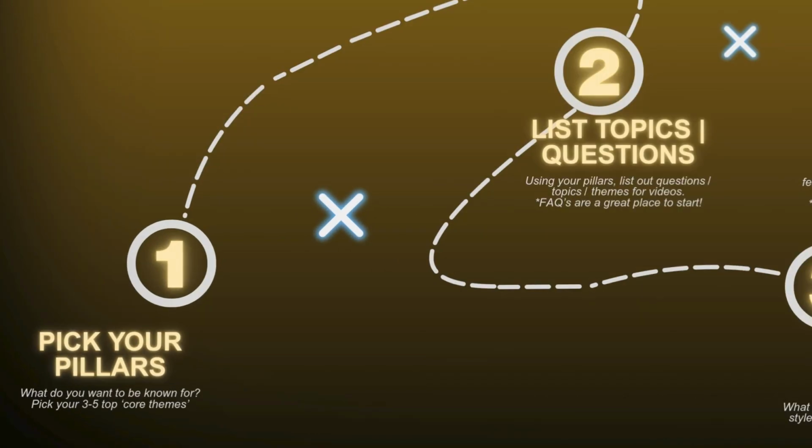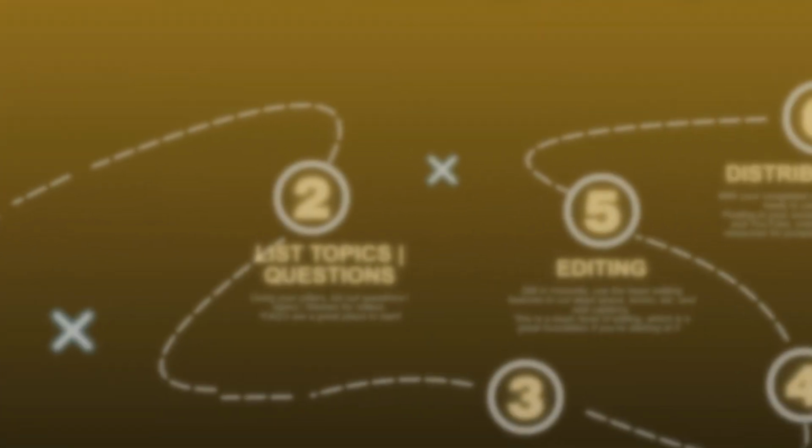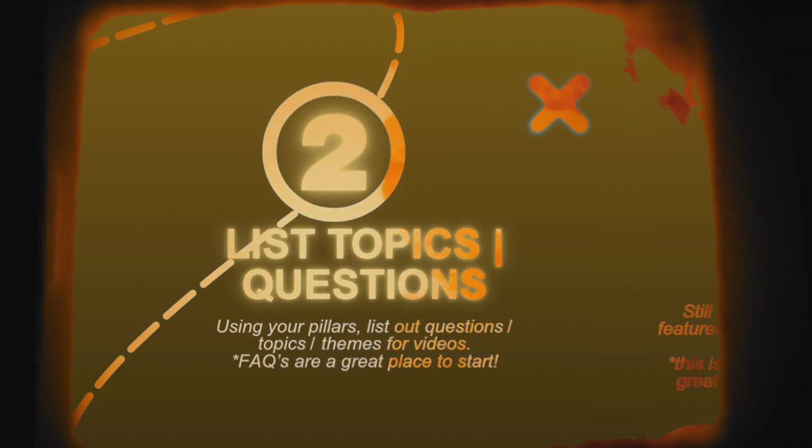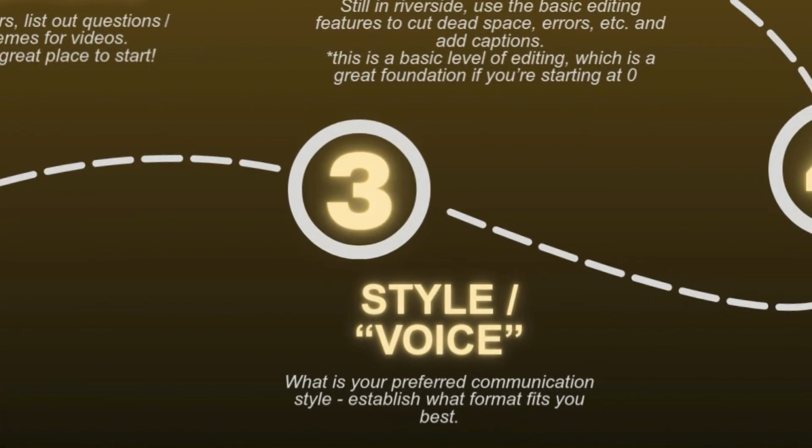So, step one of the framework is you pick your core pillars. What are the things you want to be known for? What are those main 3 to 5 core areas of focus that you want to be most known for? Step two is taking those core pillars and listing out your topics, your themes, your speaking points, essentially independent pieces of content, videos that are going to be married up to those core pillars. And then step three is putting yourself into your content.